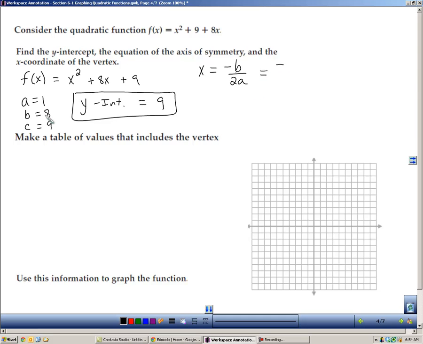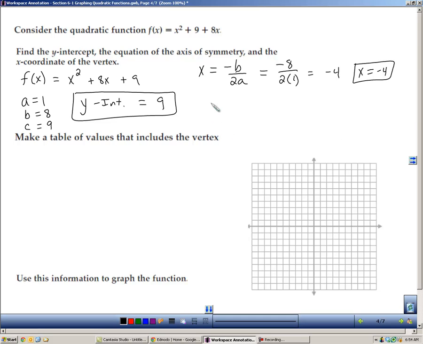So opposite of my b is 8 over 2 times a. My a in this quadratic function is a 1. So that's going to be a negative 4. So I'm told that my axis of symmetry is x equals negative 4. That's the second thing that I'm asked to find. And then the third is the vertex.